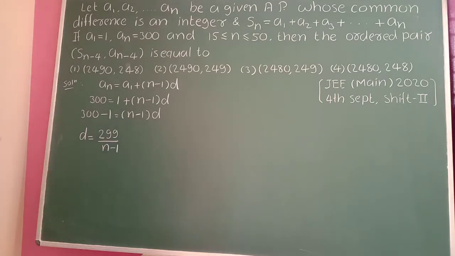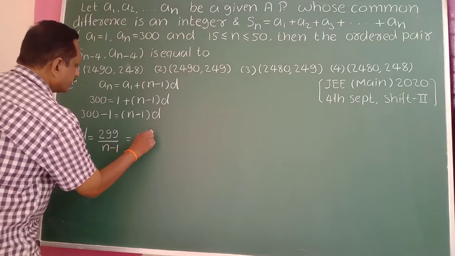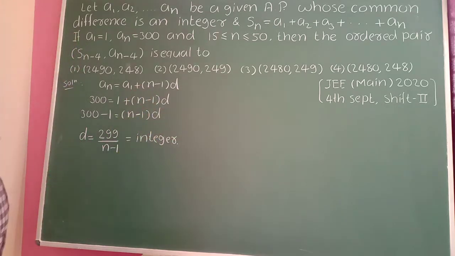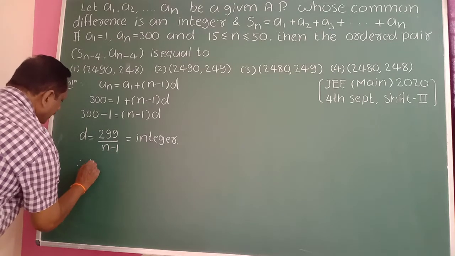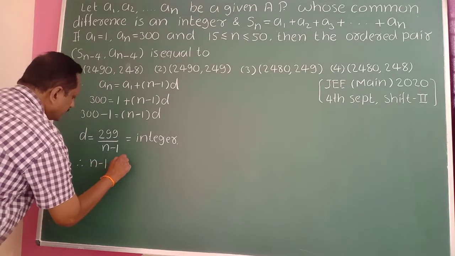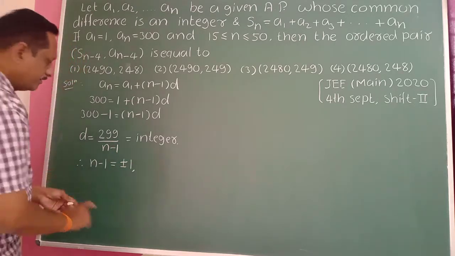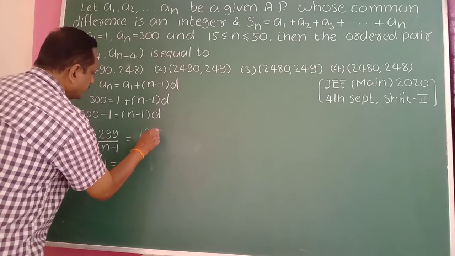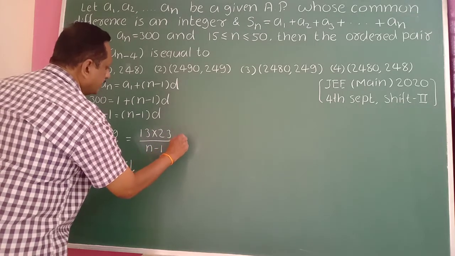299 divided by n minus 1 and it is an integer here. This is an integer. Therefore, if the difference is an integer, then obviously this denominator must divide 299. Therefore, n minus 1 must be either plus 1 or minus 1 here, or even you can take 299 as 13 into 23 divided by n minus 1. It is an integer.